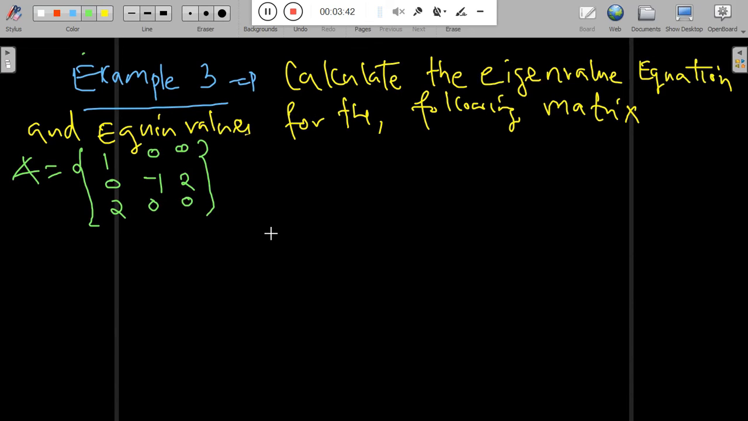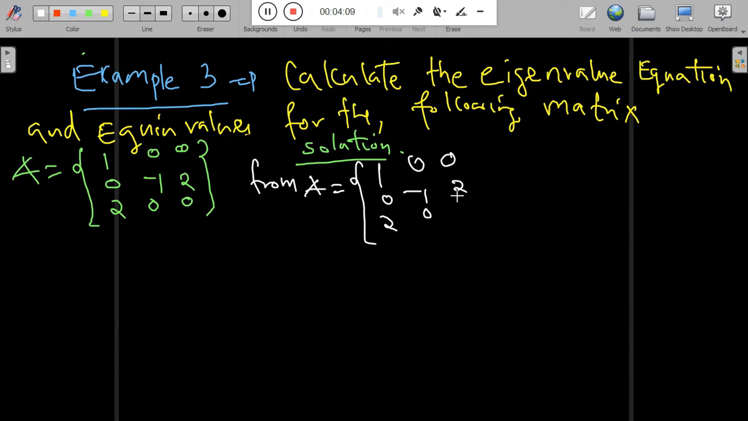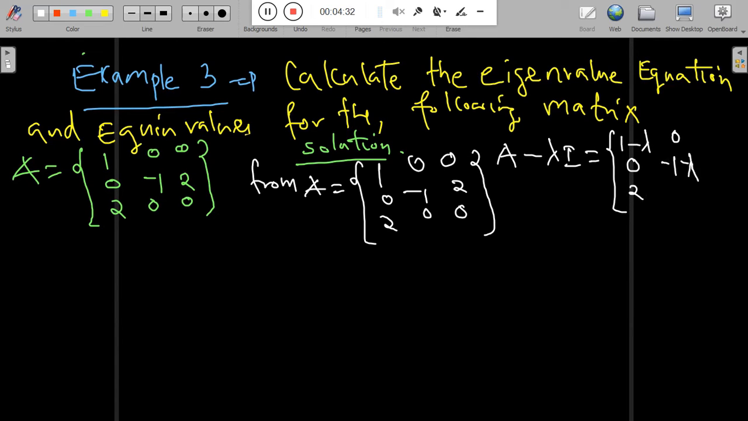Suppose we have A, which is equal to a 3 by 3 matrix. We have 1, 0 and 0 on the first row. We have 0, negative 1 and 2, and we have 2, 0 and 0. So from this kind of matrix A, that is 1, 0, 2, 0, negative 1 and 0, 0, 2, 0. Now we need to find out, we need to equate on the diagonal, we minus lambda from the 1, and at the center we take off negative 1 minus lambda, and to the 0 we minus lambda. So we find the determinant of this kind of matrix.